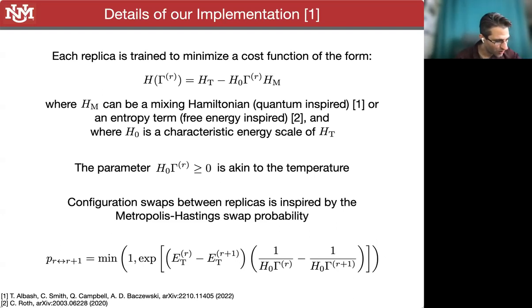And now we're going to treat this H0 times gamma as the strength of the noise. So it's kind of like our temperature. And now we're just going to adopt the Metropolis-Hastings probability, even though there isn't really a notion of detailed balance in our system. And so we're just going to take the difference in the energies of the target Hamiltonian times the difference of the inverse effective temperatures of our replicas. So this is how we're going to implement it.